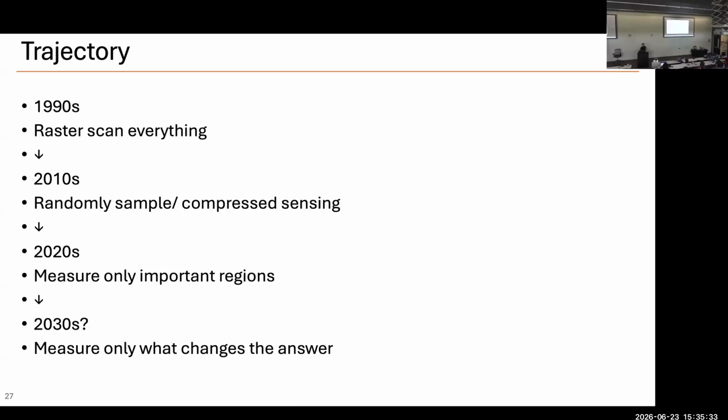So just a quick summary of the trajectory of different types of scan patterns in electron microscopy, specifically relating to 4D STEM. In the 1990s, it was raster scan everything. In the recent couple decades, it started entering this regime of adaptive scanning, measuring only important regions, and then maybe going forward, trying to only measure regions that enhance our understanding of the sample.